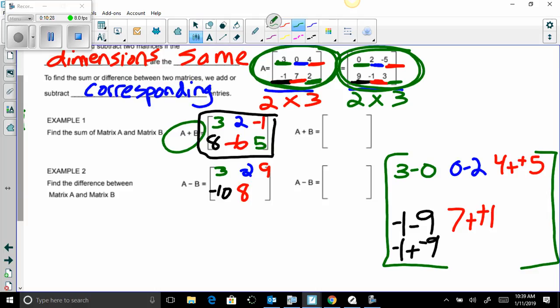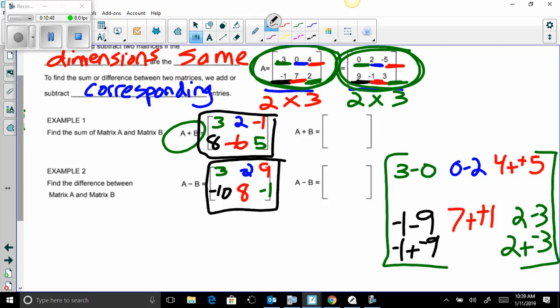Next one. 2 minus 3. I'm subtracting a smaller minus a larger. So keep, change, change. 2 plus negative 3 gives me negative 1. And I have successfully completed my matrix. This matrix right here is the subtraction of A minus B.